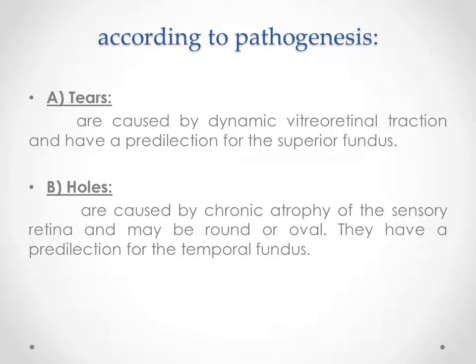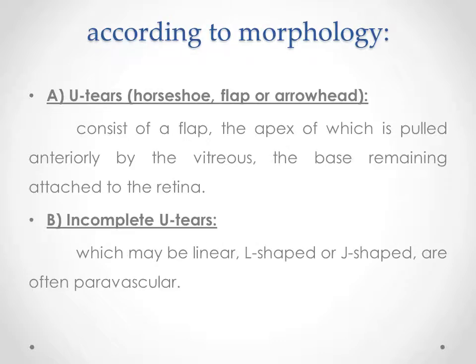According to the pathogenesis, it may be tears, which are caused by dynamic vitreoretinal traction and have a predilection for the superior fundus, or holes, which are caused by chronic atrophy of the sensory retina and may be round or oval. They have a predilection for the temporal fundus.